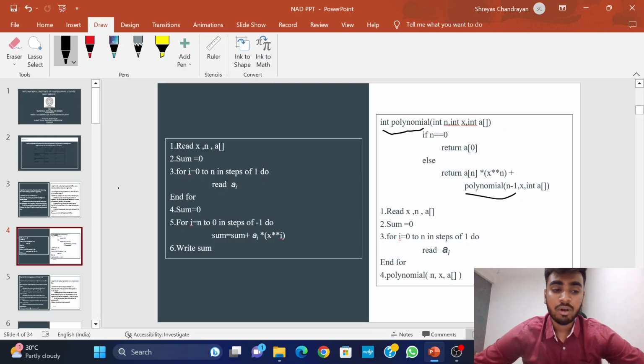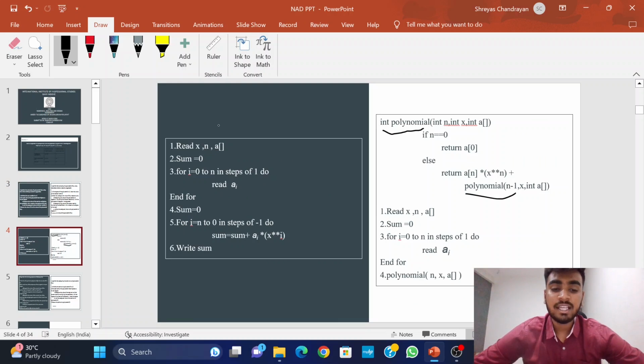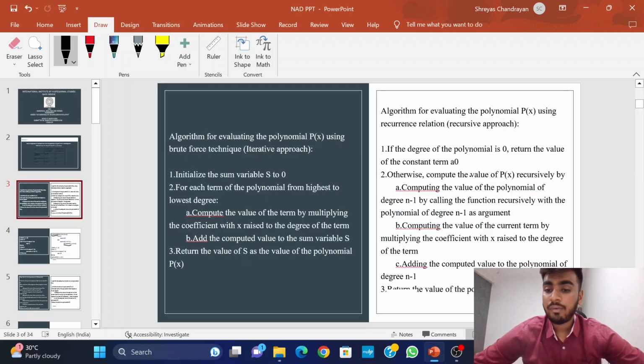Here is a program for the given algorithm. First, read x and an array A. Initialize the sum as 0. For i equals 0 to n in steps of 1, read a_i. Then set sum equals 0, and for i equals n to 0 in steps of minus 1, sum equals sum plus a_i into x power i. Then write the sum.